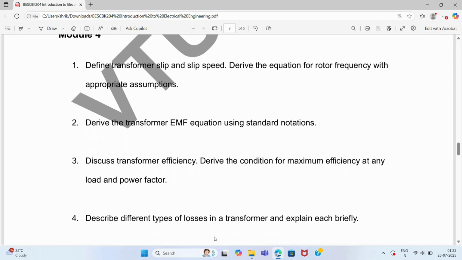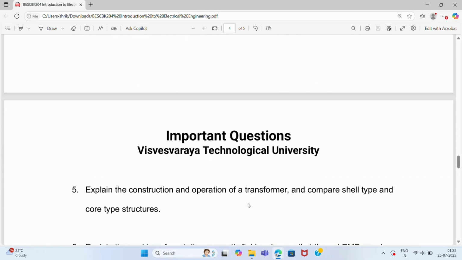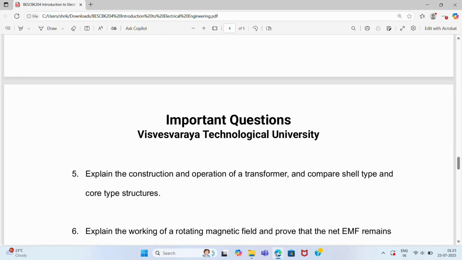Describe different types of losses in a transformer and explain each briefly. Explain the construction and operation of a transformer and compare shell type and core type structures.